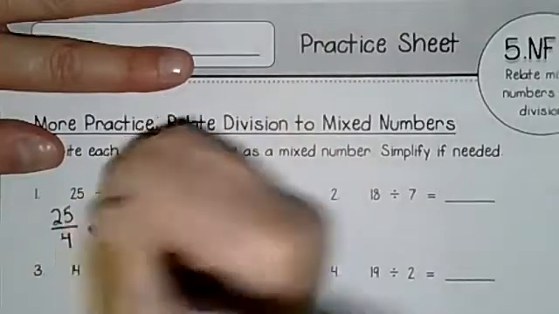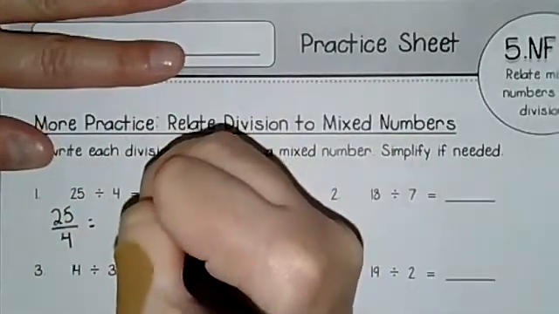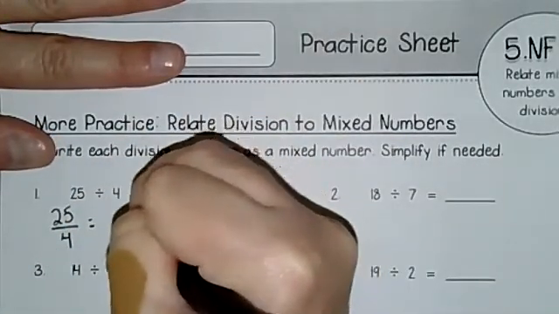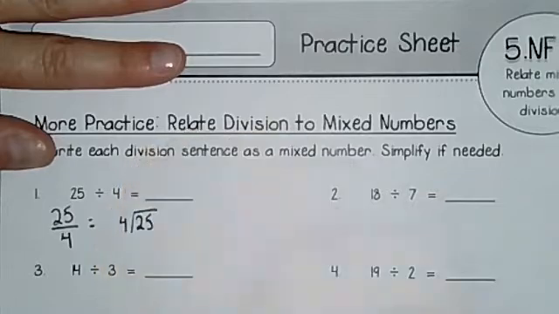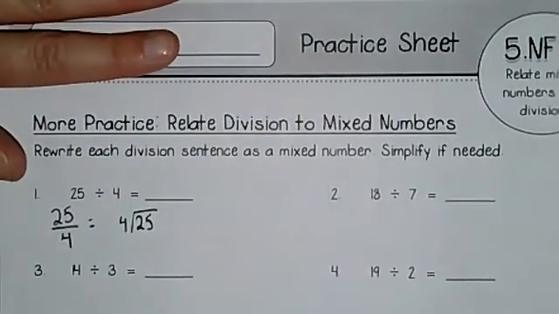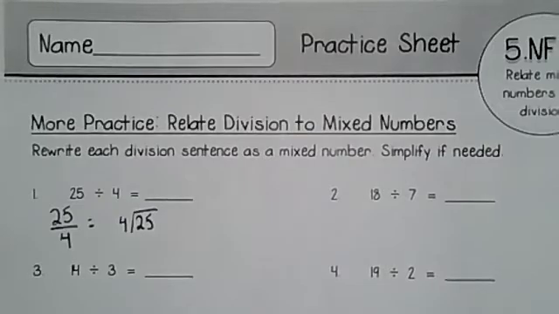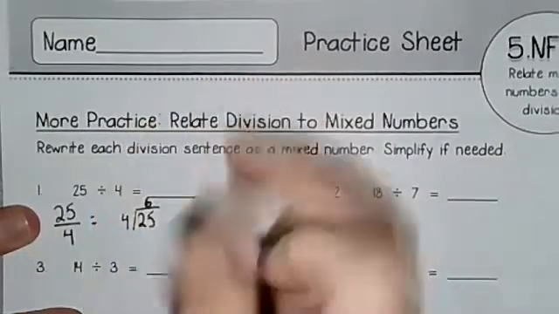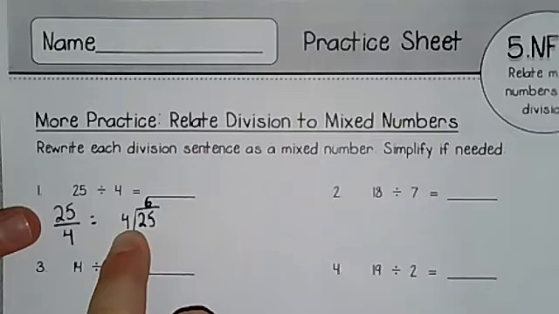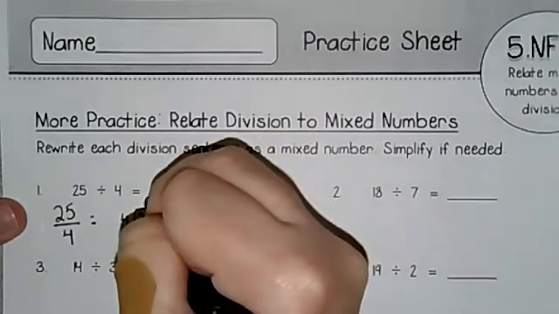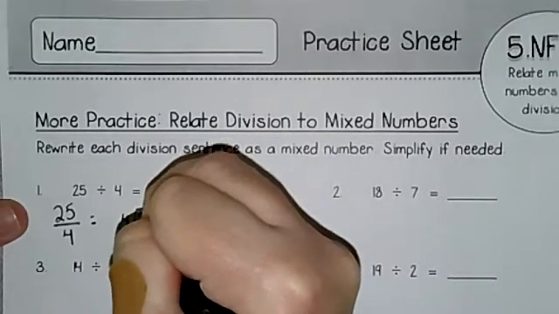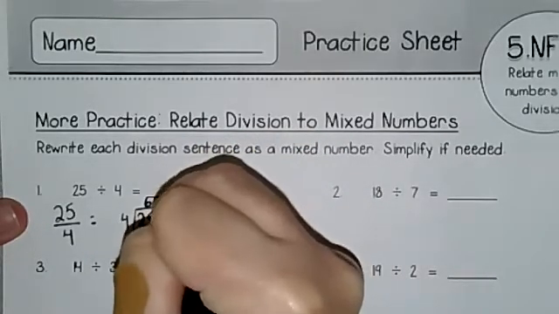Tell me what to do, Jaden. Very good. Take 25 and divide it by 4. All right, Isabella, how many 4s are in 25? 6, very good. Put your 6 right here. What is 6 times 4, Hadassah? Very good. And when you subtract, you get a 1.